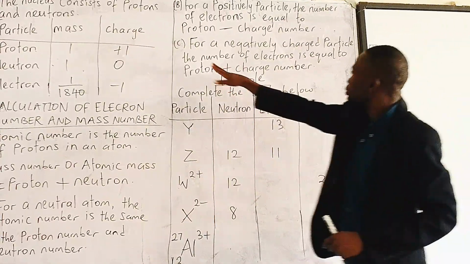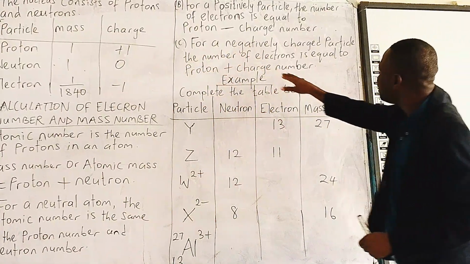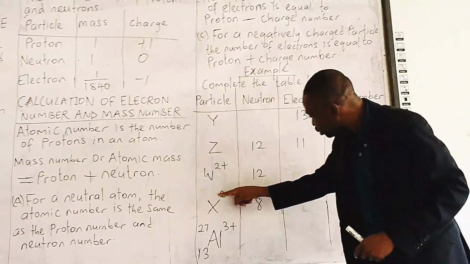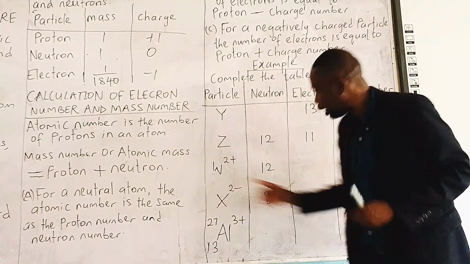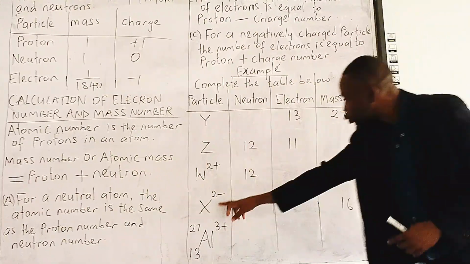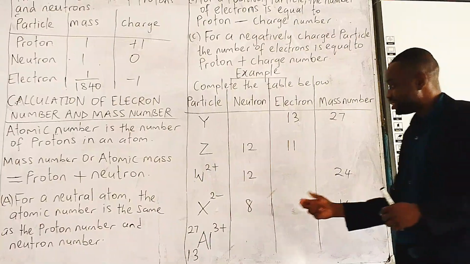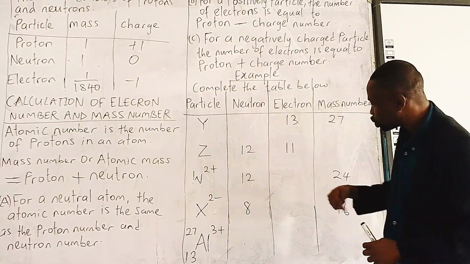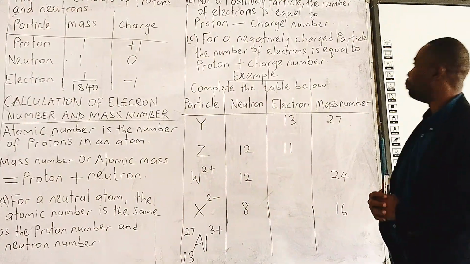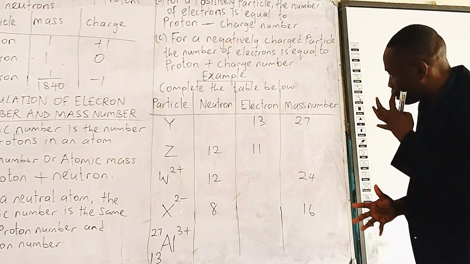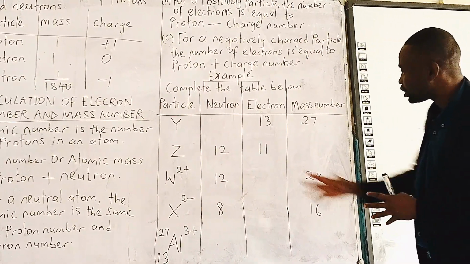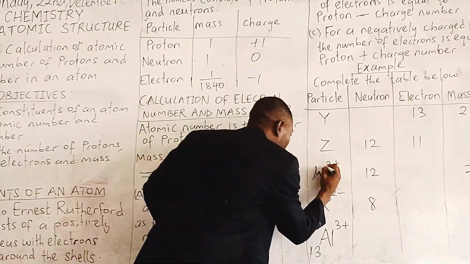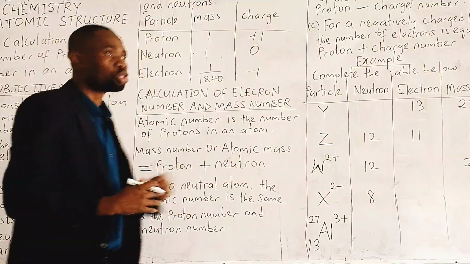Now, the third one is for negatively charged particle. This is an example, X2-. You can see the charge on this particle is -2. That means it's negatively charged. So for this particle, if I want to calculate the electron number, it's going to give me the proton number plus the charge number. Now, we have to demonstrate an example on this calculation before we close this lesson.